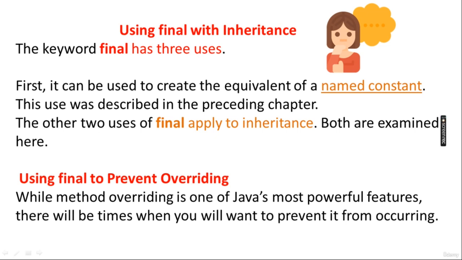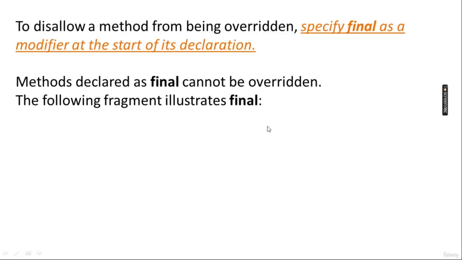First is using final to prevent overriding. Any method that you are telling your subclasses should not be overridden in the subclasses, we will use the final keyword. While method overriding is one of Java's most powerful features, there will be times when you will want to prevent it from occurring. To disallow a method from being overridden, specify final as a modifier at the start of its declaration. Methods declared as final cannot be overridden.